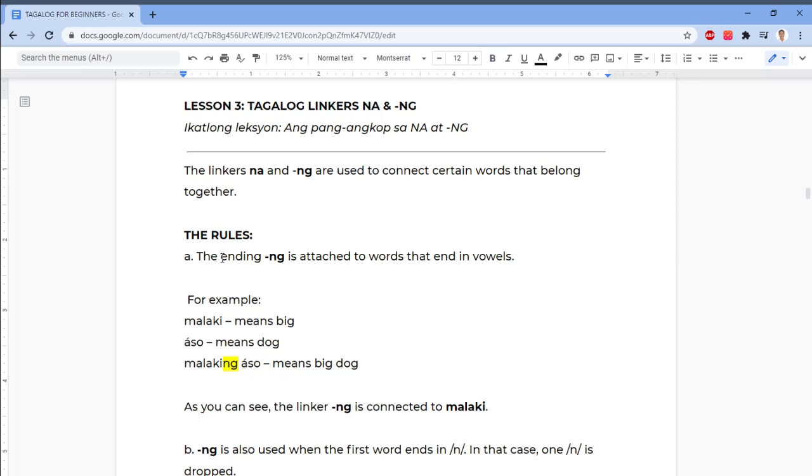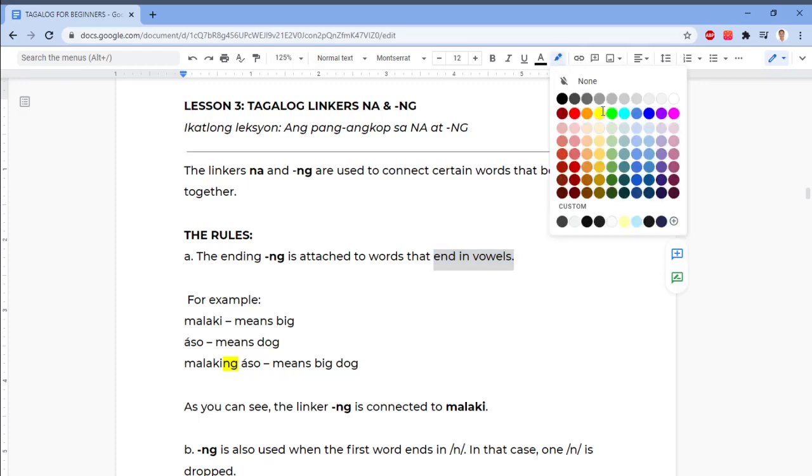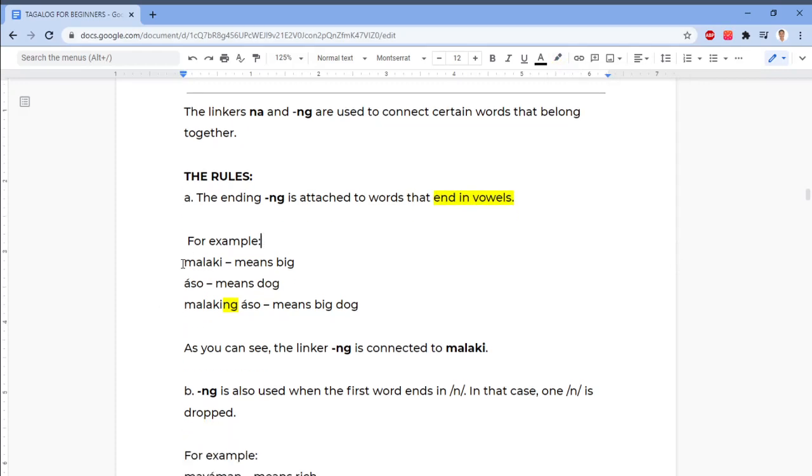First, the suffix ng is attached to words that end in vowels. Make sure you remember that. For example, malaki and aso. Malaki means big, aso means dog. If we insert the suffix ng, we describe the size of the dog, like malaking aso. It is applicable to the part of speech which is the adjective. It means that the dog is big, or a big dog.